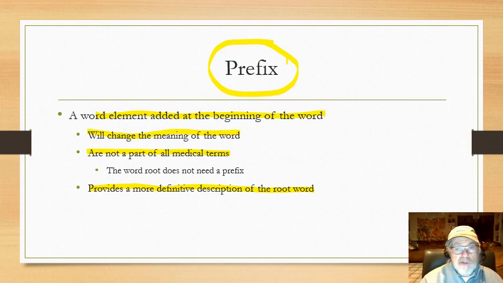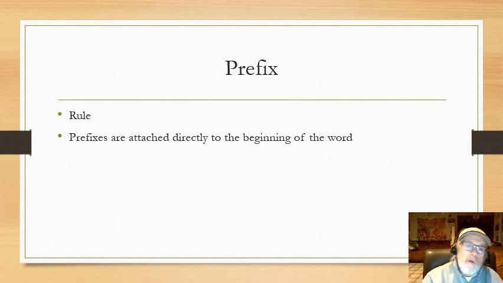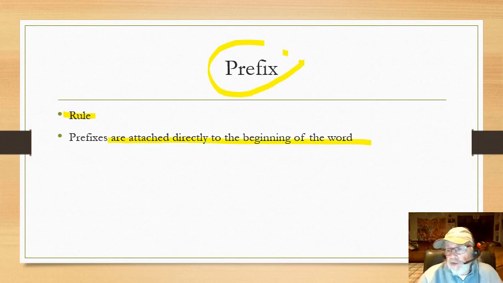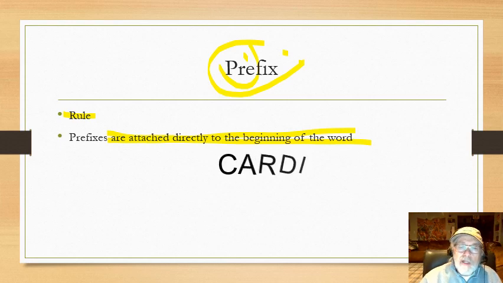There are lots of prefixes, and I'll show you some of that. We're going to be doing individual videos that are a little bit more descriptive about suffixes, and a little bit more descriptive about prefixes. Rule: a prefix is attached directly to the beginning of a word. We know that in the English language, pre is actually a prefix, but prefixes are added directly to the beginning of a word. Let's take an example.